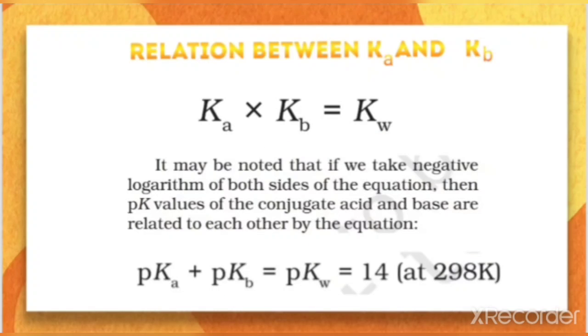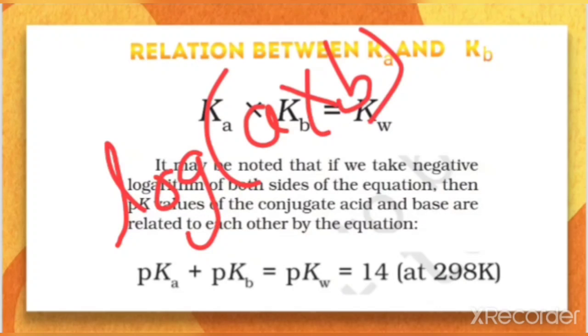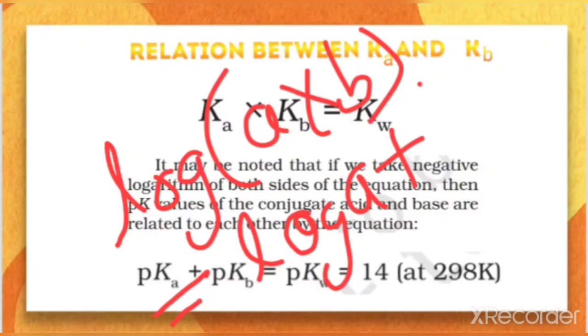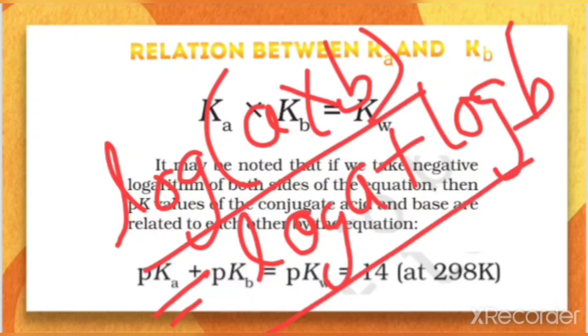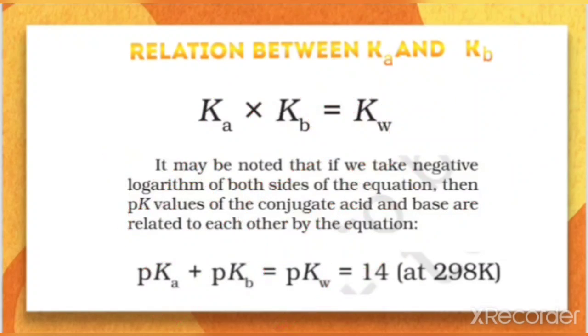So log of A into B, we apply the formula: log(A × B) = log A + log B. That's why here there is a multiplication, because we are applying this formula, log(A × B) is equal to log A plus log B. So that formula we are applying.